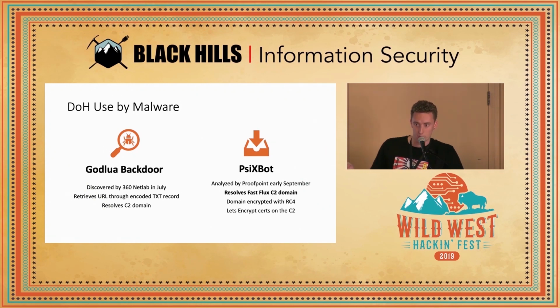It also directly resolved a C2 domain over DNS over HTTPS. A really fascinating one was PSIXBot, which Proofpoint found in early September. It resolves a fast flux C2 domain. So tons of different IPs could come out of this DNS over HTTPS request that you won't be able to see. In the actual malware, it encrypted the domain with RC4, which just makes it a little more difficult for analysts to find out, but it's still doable.